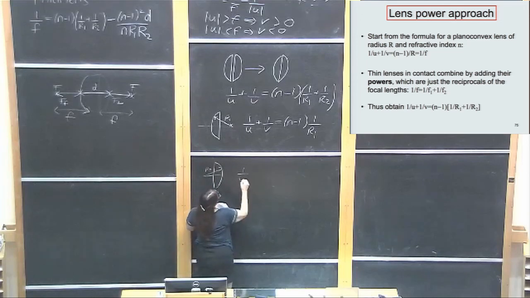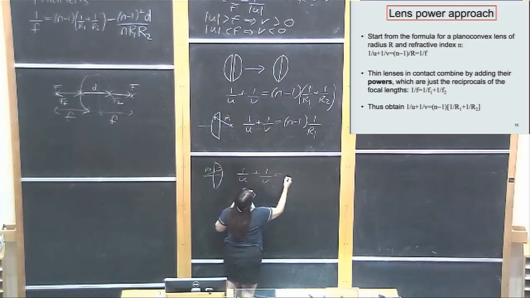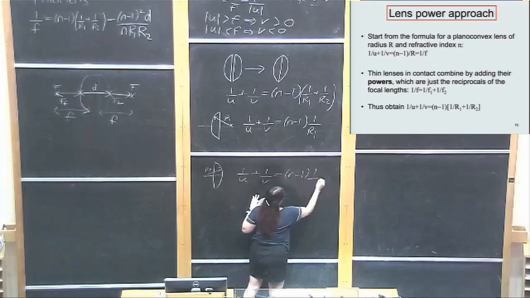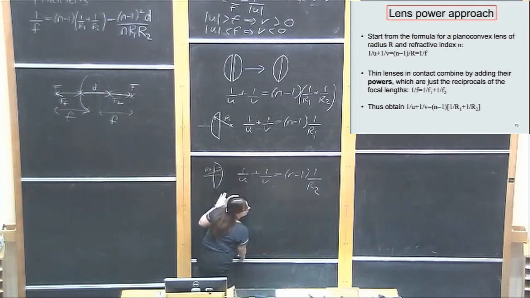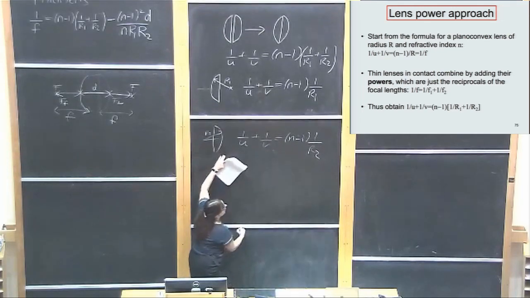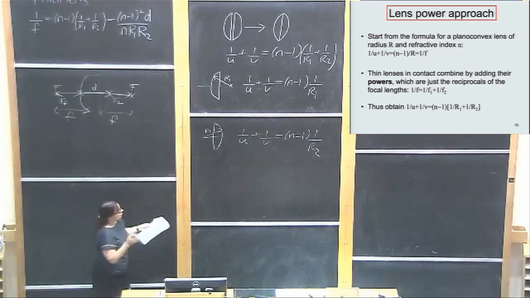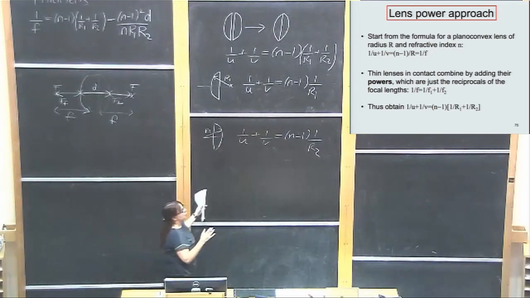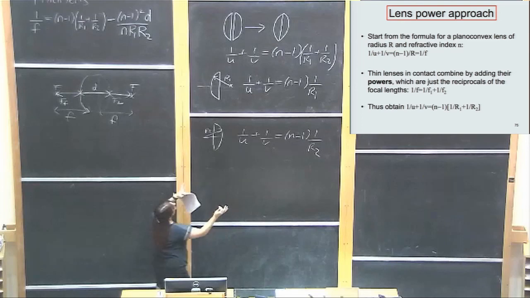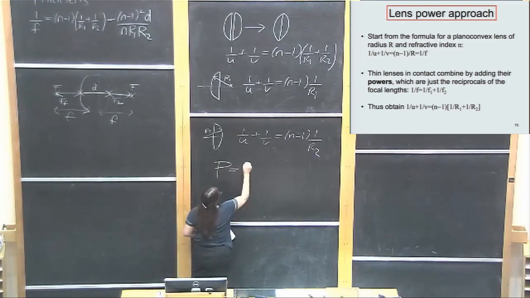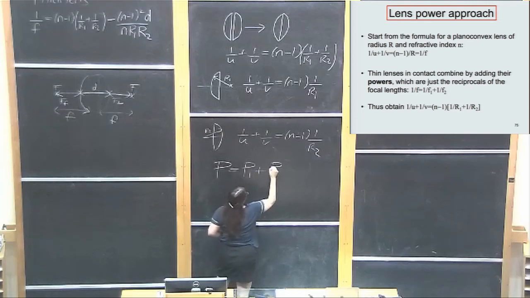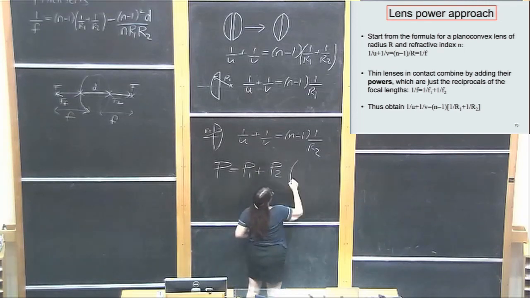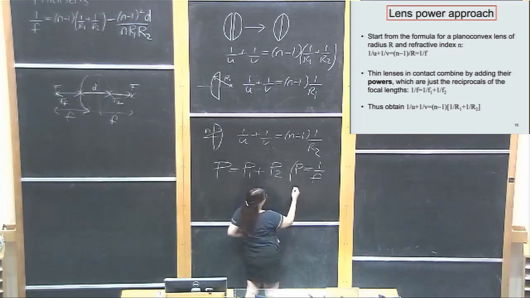So we've got 1 over u plus 1 over v equals n minus 1 over r2, describing that lens. So I'm going to assert for now, but then prove it, or demonstrate it, in the next couple of slides, that when you put these two lenses together, you just add the so-called lens power. And the lens power is just defined as the reciprocal of the focal length, right?